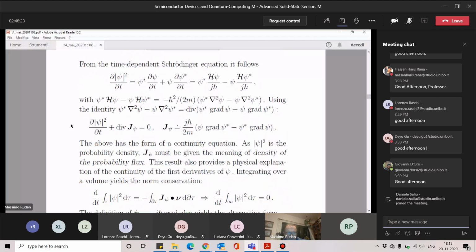This J is real. Why? Because in the parentheses that define J, the two terms are, one is the conjugate of the other. Psi gradient of psi star is the conjugate, of course, of psi star gradient of psi. So the difference of two complex quantities that are conjugate is 2 times the imaginary part. So there is a j as a factor, and this j cancels the other j that is outside of the parenthesis. So eventually, J is real.